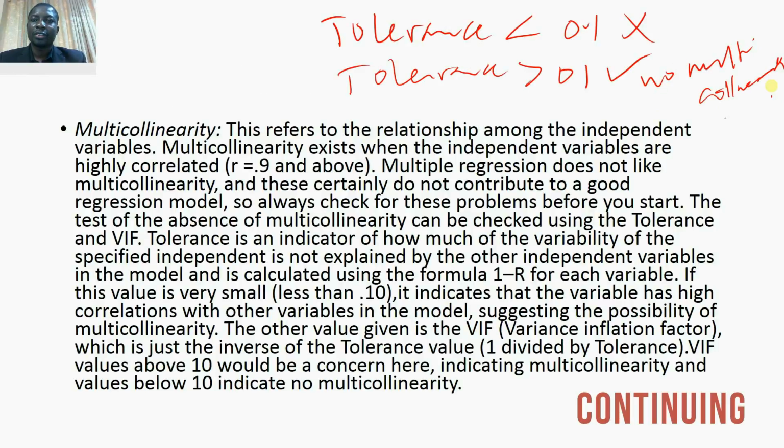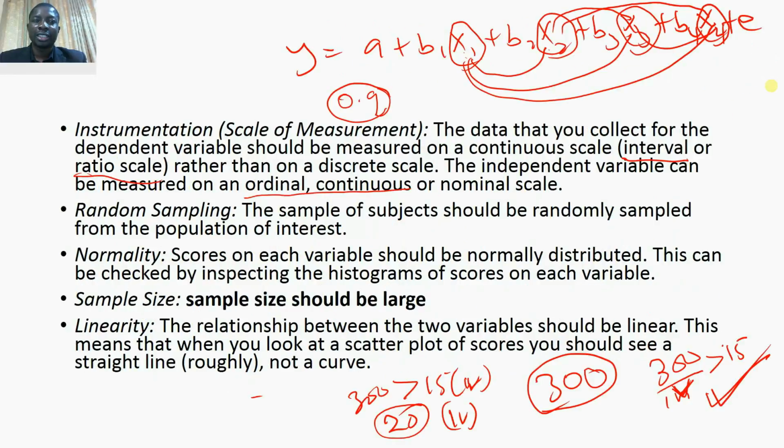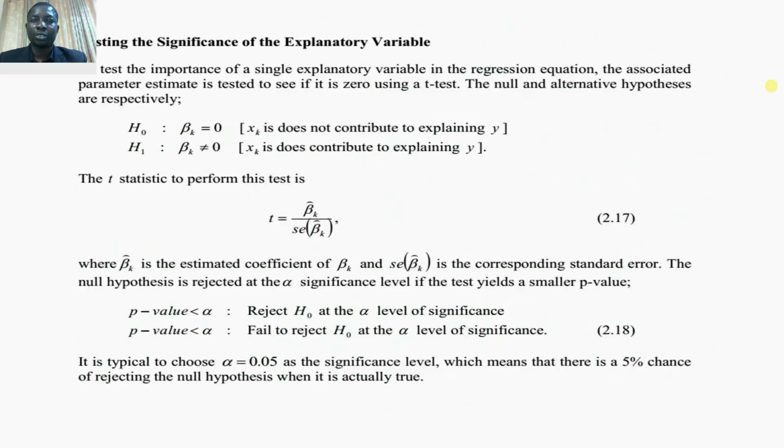So when you run a regression, you need to check on those things before you interpret the results. You need to check whether there's multicollinearity. You need to check whether there's a linear association, whether the sample size is large, normality, random sampling, and then also look at the instrument for the dependent variable. They are key, and you need to look at them before you interpret your results.